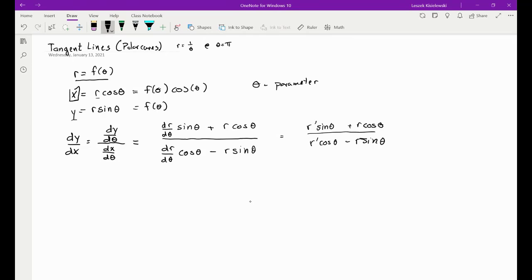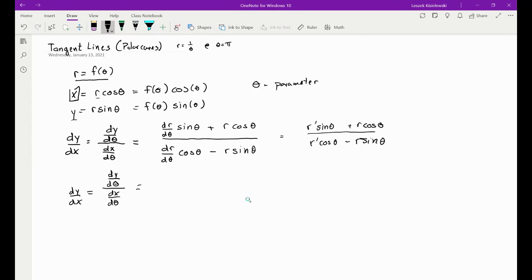Y is a function of theta, right? So we get a parametric curve where the parameter is theta. So if we wanted to find slopes of tangent lines, we want to find dy dx. And we recall from the parametric curves camp that you can get that by finding dy d theta divided by dx d theta. Okay.